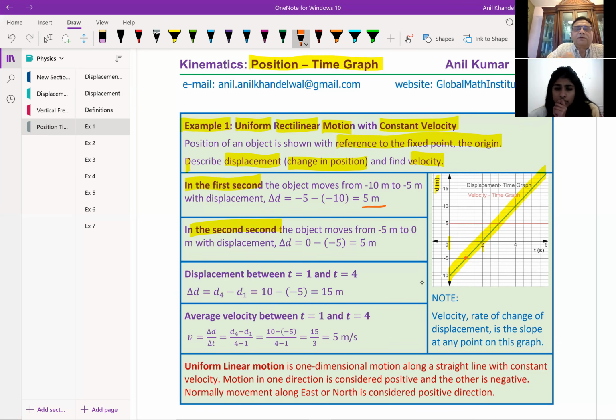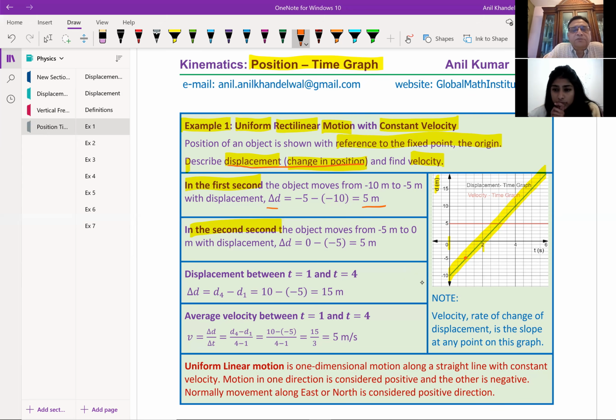Displacement in general, we will write with delta D, which is change in position, right? That is the definition of displacement, change in position. So like P2 minus P1, you can say. So in this particular case, minus 5 minus minus 10 will give you the answer, which is 5 meters. Is that clear to you? So that's how we'll find displacement within the first second.